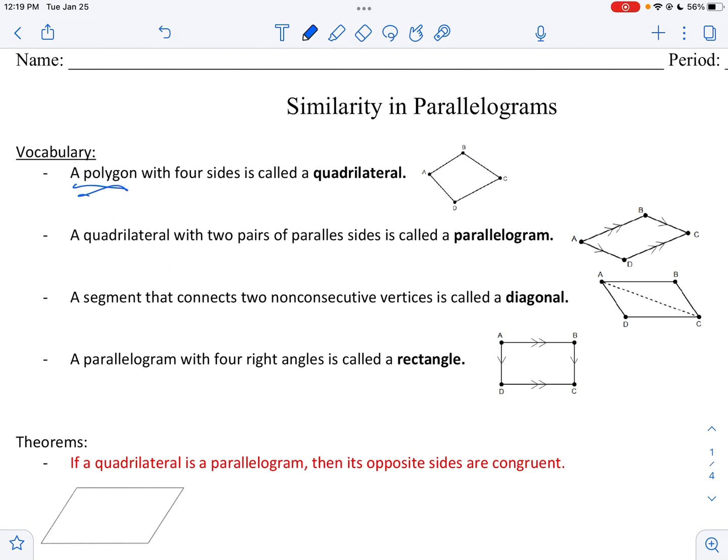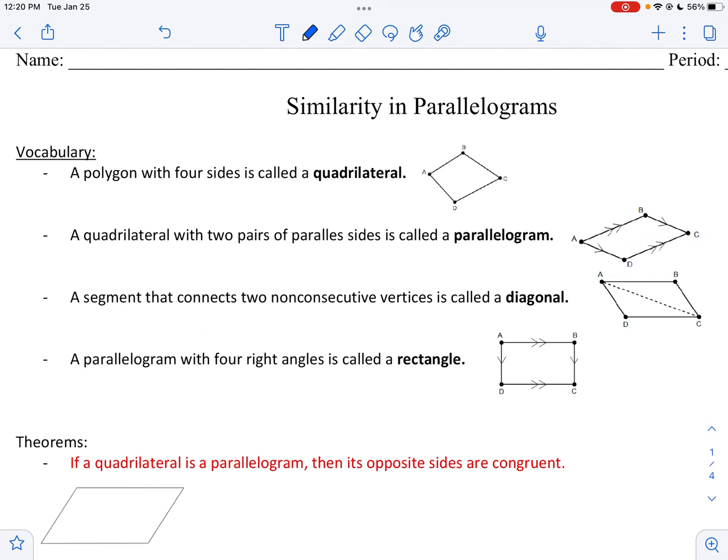First things first, a polygon is a shape made of sides, and sides are line segments. If a polygon has four sides, we call it a quadrilateral, quad being the prefix for four. Any four-sided shape is called a quadrilateral, like squares and rectangles and kites. Those are all quadrilaterals. But a quadrilateral with two pairs of parallel sides is called a parallelogram. Just the opposite sides are parallel to each other.